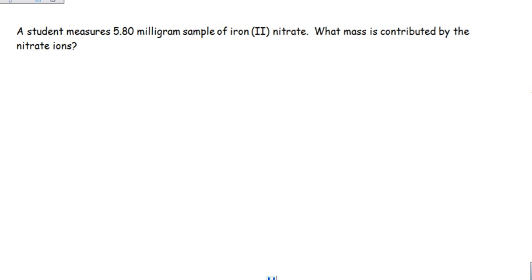So first we need to find the percent nitrate in the original compound, which means I do need to write the formula. It's iron 2 nitrate. So let's see here. I'm going to need 2 groups of nitrate. NO3, we'll put it in parentheses, we need 2.